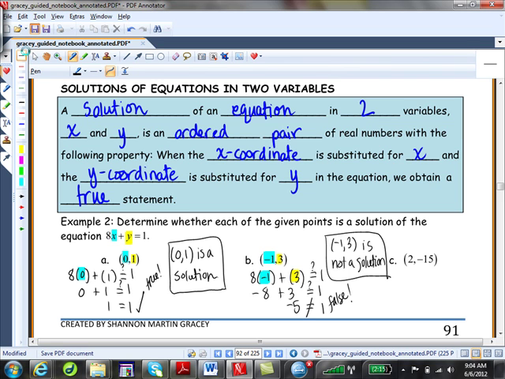And then let's see about 2, negative 15. So 8 times 2 plus negative 15, is that equal to 1? Again, this is our x-coordinate. Here's our y-coordinate. So 16 minus 15, is that equal to 1? 1 equals 1. That's true. So we would say that 2, negative 15 is also located on that line. So therefore it is a solution.